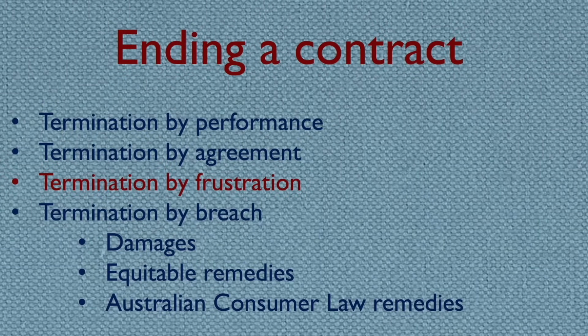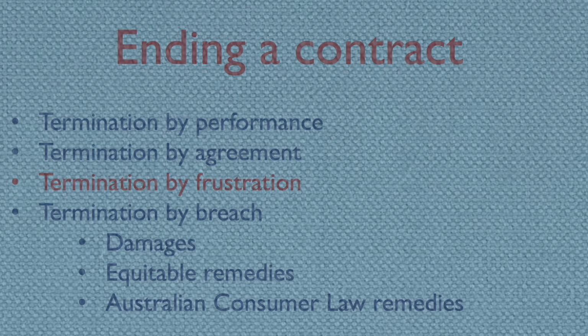Finally, of course, parties can simply agree to end their contract. This is called termination by accord or release, and it's a type of termination by agreement. So now we know two ways for contracts to be terminated, by performance and by agreement. Next, we're going to turn to termination by frustration.